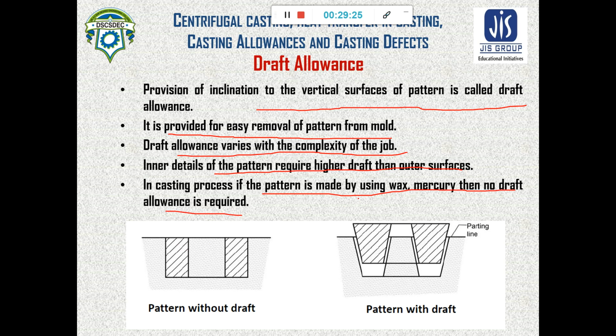This means the lost wax or investment casting process, or the evaporative pattern process, does not need any draft allowance. So if there is no draft allowance in a sand casting case, what happens? When we want to remove the pattern, there is a chance that the pattern won't be easy to remove.